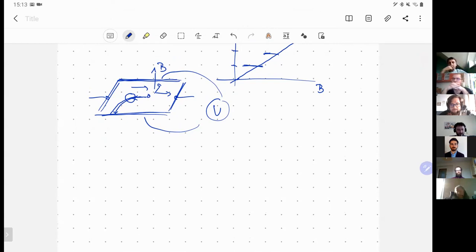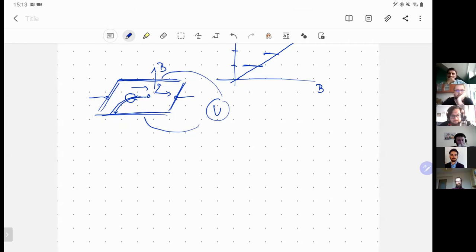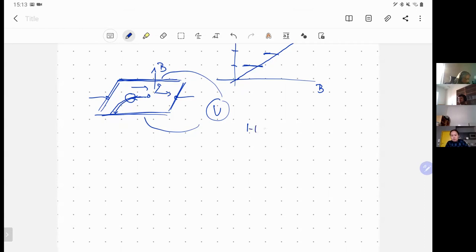Right. So you can actually write some model. You can write a Hamiltonian with some field phi coupled to A.